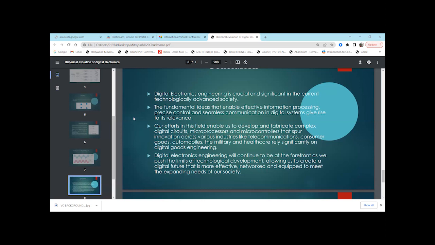Right now, I can give you one example from the solar industry, where we use solar cells, in which some digital circuits, like IGBT devices, are used for switching of the controller. Digital electronics engineering will continue to be at the forefront as we push the limits of technological development, allowing us to create a digital future that is more effective, networked, and equipped to meet the expanding needs of our society. Thank you, my presentation is over now.